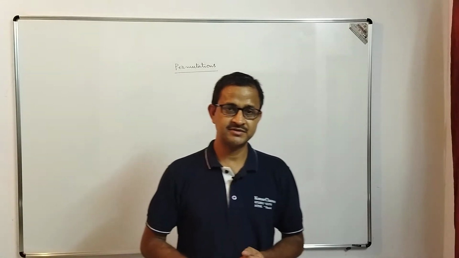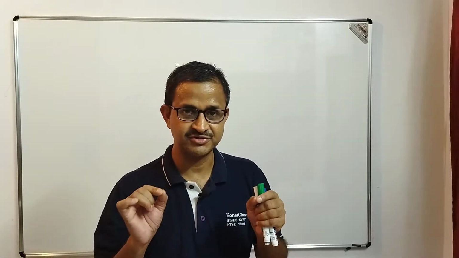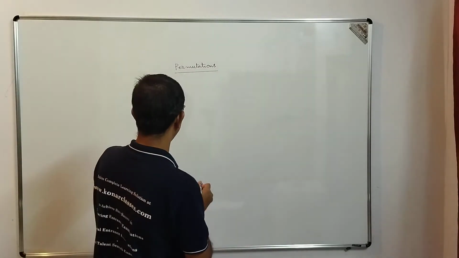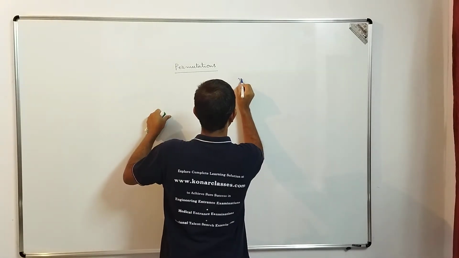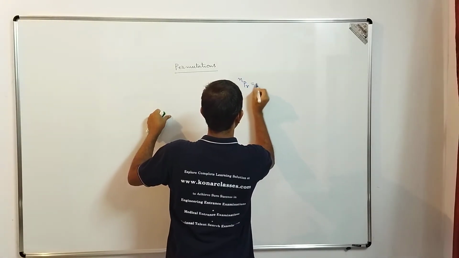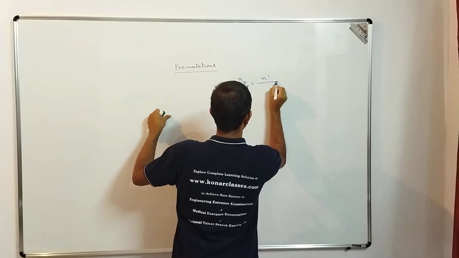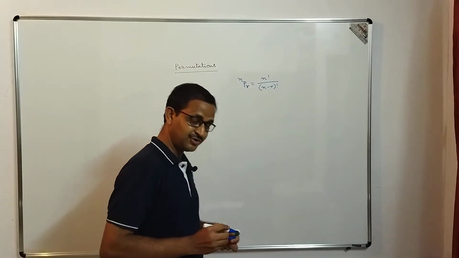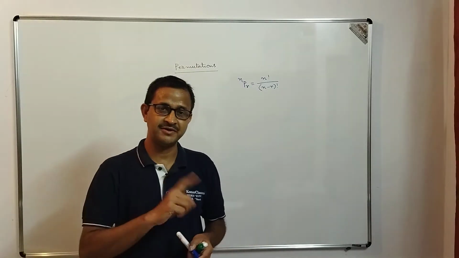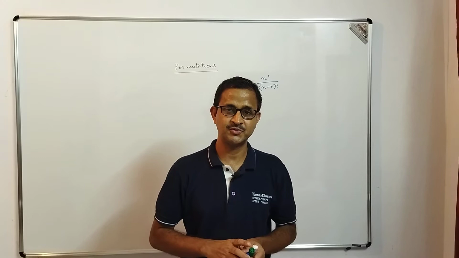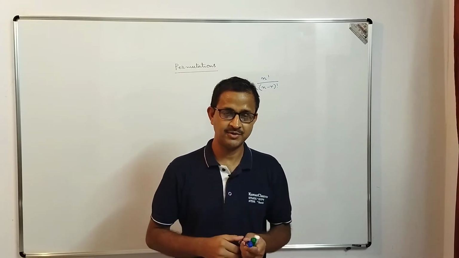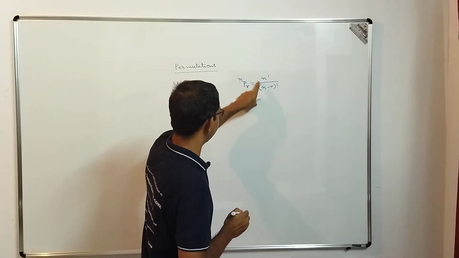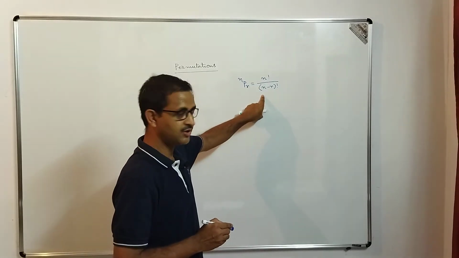Today we are going to discuss the derivation of the formula NPR in permutations. In the previous session I told that NPR is equal to n factorial divided by n minus r factorial. I also said I would derive it, but that session was getting longer, so I kept it separate, and today in this session we are going to discuss how NPR is equal to n factorial by n minus r factorial.